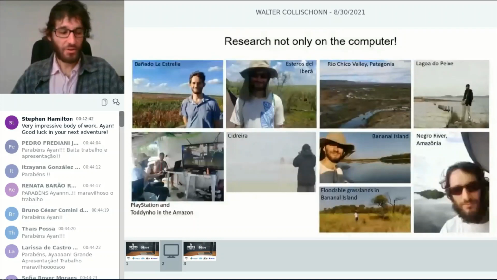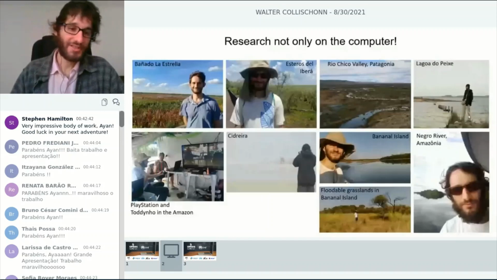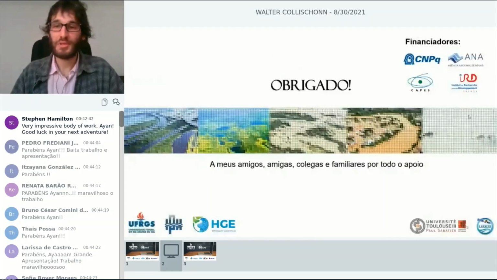And also I had the pleasure to do my research not only on the computer, but also I had the opportunity to visit and to study in loco many of these wetland systems in South America during the last four and more years, actually. So I really encourage everybody to do your research not only on the computer, especially for the Earth system community.